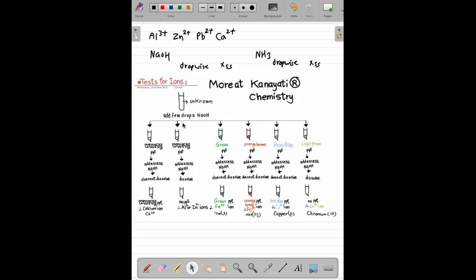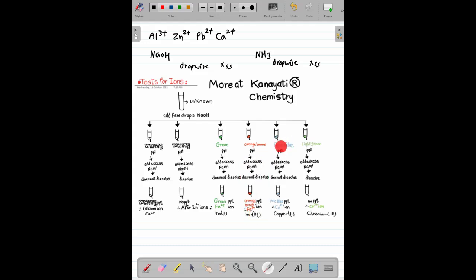Upon addition of a few drops of sodium hydroxide to calcium, it will make a white precipitate, and when we add excess, it does not dissolve. It remains white. If we add a few drops of sodium hydroxide to aluminum or zinc, it will make a white precipitate that dissolves in both cases, so there is no precipitate if I put excess. It will make a dirty green color in the case of iron Fe2+, that does not dissolve in excess and stays as a precipitate. It will make an orange brown or reddish brown with iron 3, and if you add excess, it does not dissolve either.